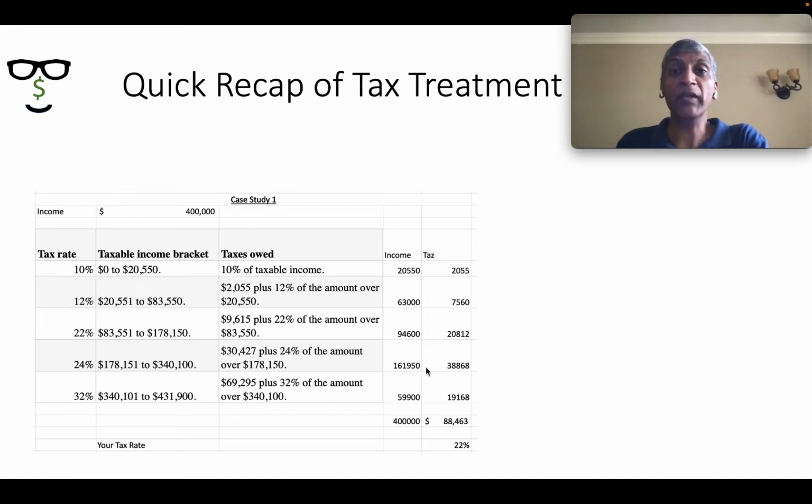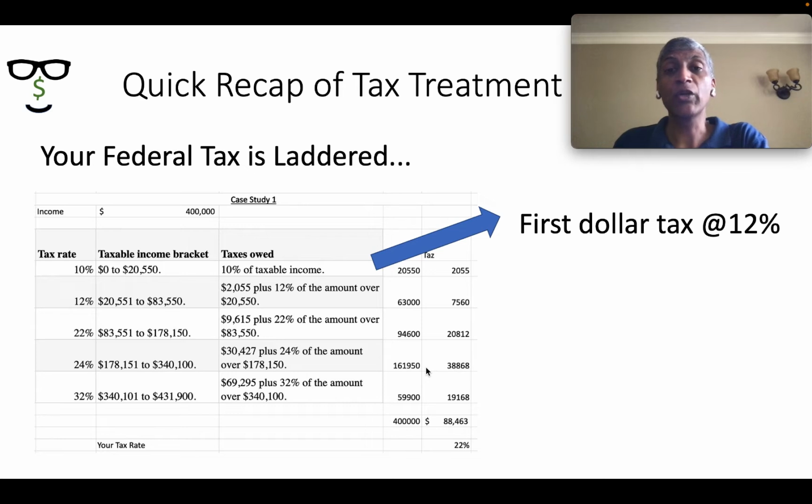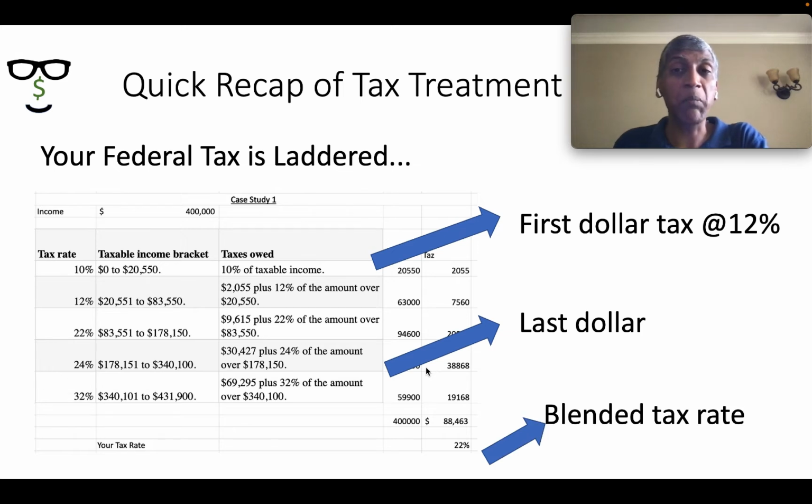And when it came to federal taxes, you may remember the previous episode where we discussed that your federal tax is laddered. Your first dollar is taxed at a much lower rate than your last dollar, and you therefore get a blended tax rate. I always look at the blended rate as my decision making parameter when I evaluate muni bonds, and you should do what you want to do.